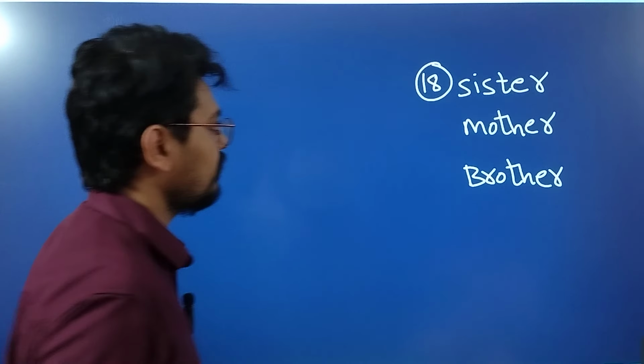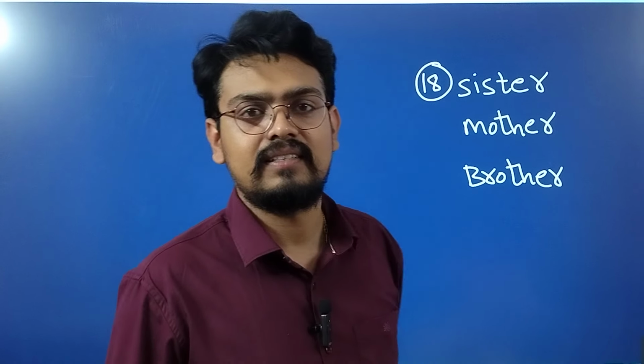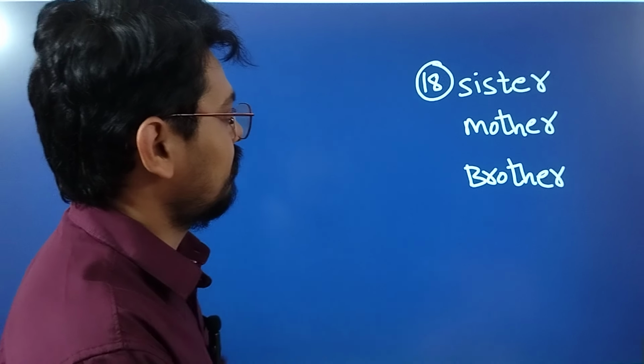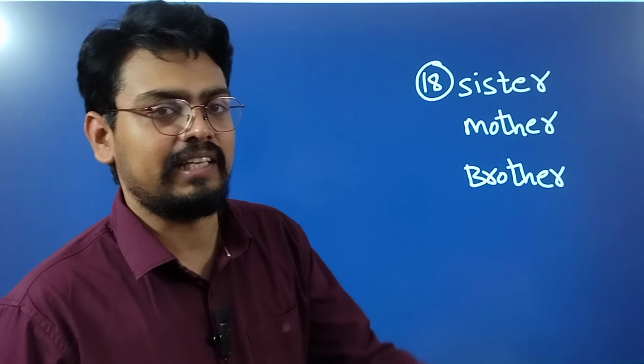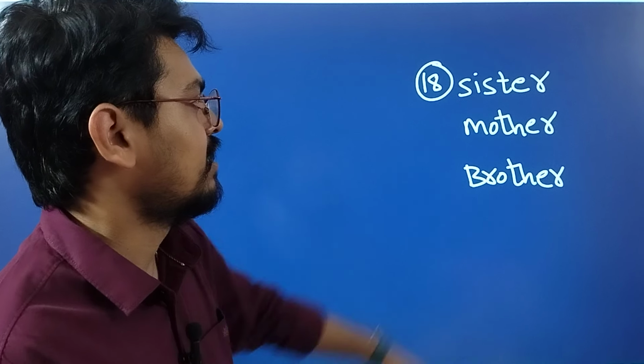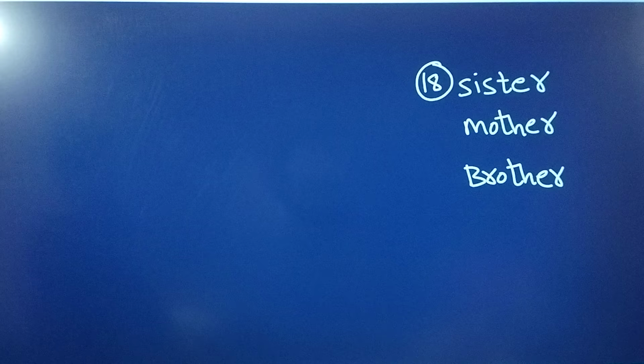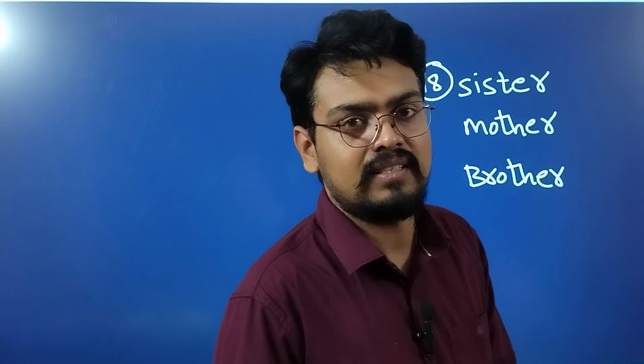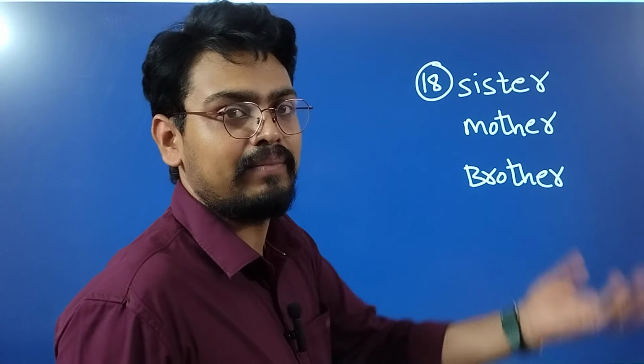Next, sister, mother, brother. Please see. Mother and sister belong to the female category, so there will be some relationship. Brother is a completely different category. Imagine, just imagine. I will draw the answer. Take a few seconds. Think. You need to think about the relation. There is a possibility of being sister and mother. A sister can be a mother, and a mother can be a sister.